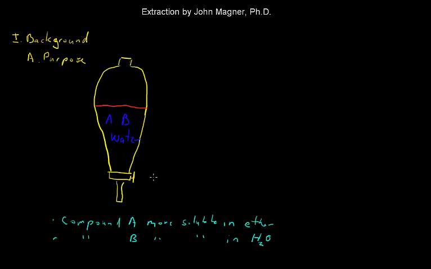Compound A is more soluble in an organic solvent than it is in water. Compound B is more soluble in water. It would be a salt or something like that. So we put the solution in the separatory funnel, and then we're going to add an organic solvent. And I think the solvent that I'll use here is ether. And of course it's important that the solvent that you're adding is not miscible. So this is ether.